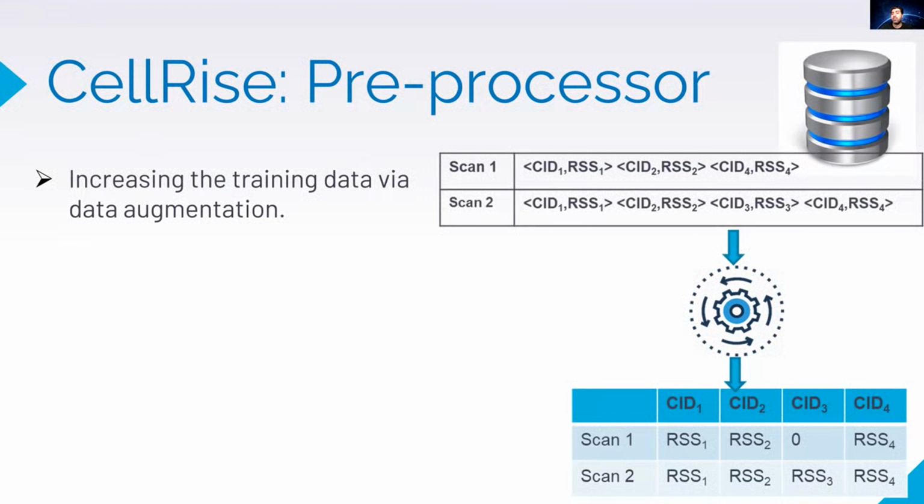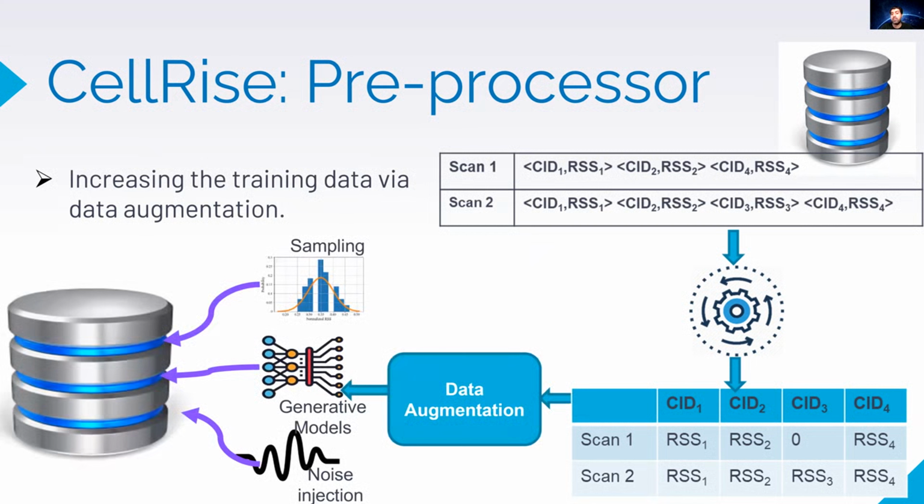CellRise also employs data augmentation techniques to generate artificial samples. This provides the data required for training deep neural networks without extra data collection overhead. CellRise employs a sampling technique, which samples from the RSS distribution of each cell tower.